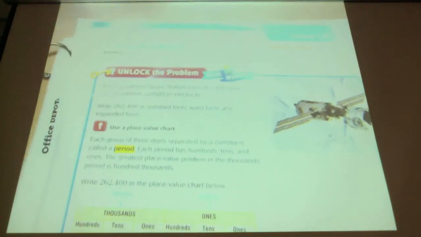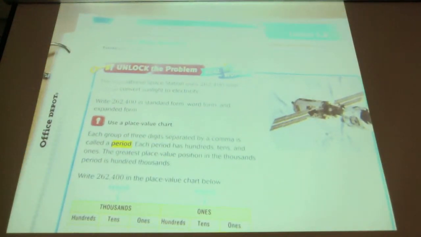The International Space Station uses 262,400 solar cells to convert sunlight to electricity. Write 262,400 in standard form, word form, and expanded form. So these are new. These are not actually new. I know you guys did these in 3rd grade, but we're reviewing the different forms you can write.